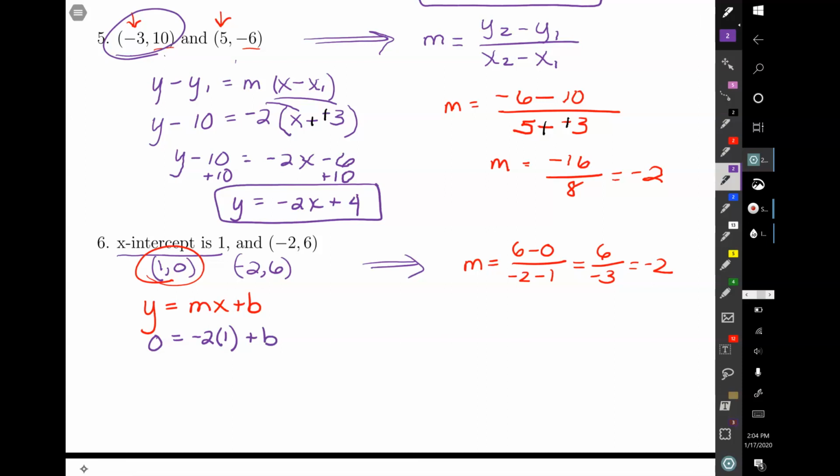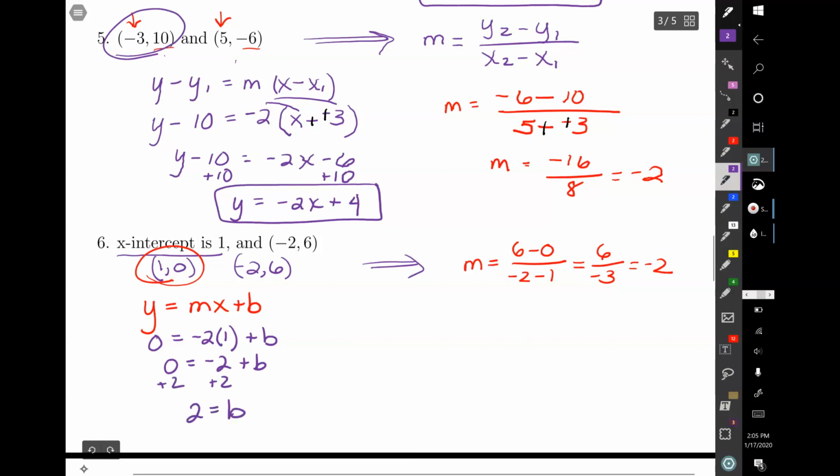So using algebra, I can solve. I could have used either point to plug in there, but I don't want to put in both. So I would just solve for b. I would have 0 equals -2 times 1, which becomes just -2 plus b. Add 2 to both sides, and I get 2 equals b.